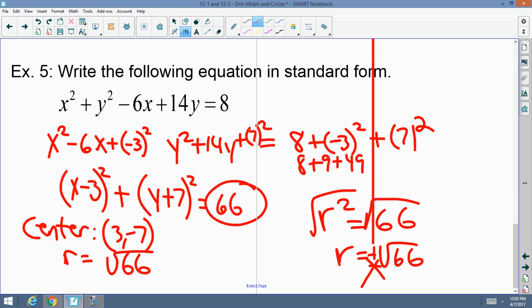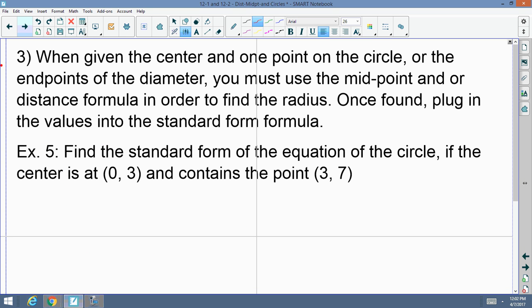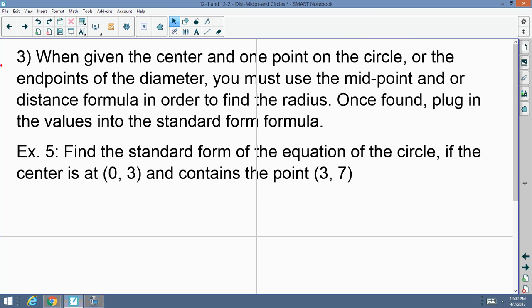Okay, so let's talk. When given the center and one point on the circle, or the endpoints of the diameter, you must use the midpoint and/or distance formula in order to find the radius. Once found, plug in the values into the standard form formula. This is where people get hurt. It's not the vertex form. No, it's right here. So let's use logic.